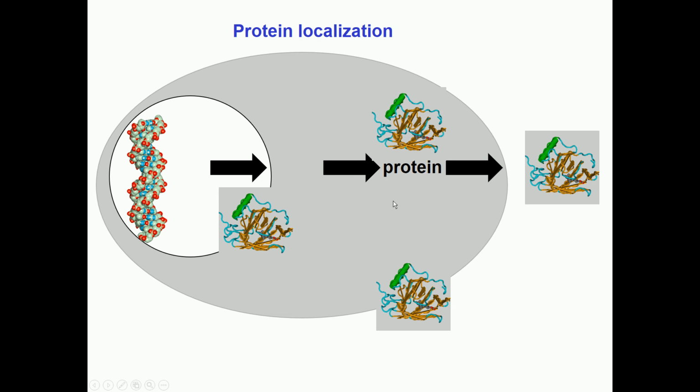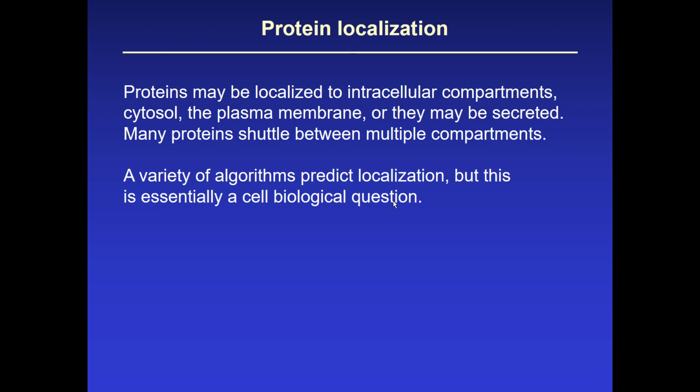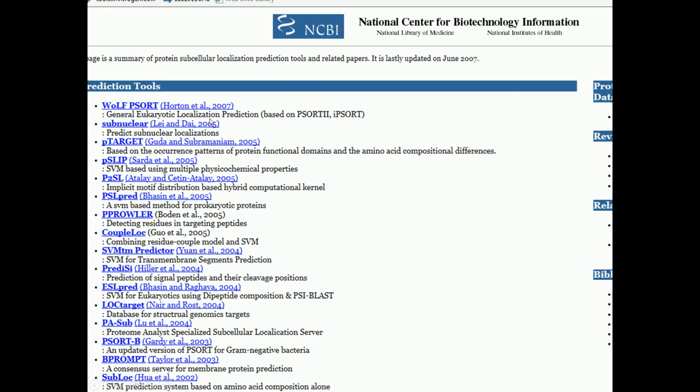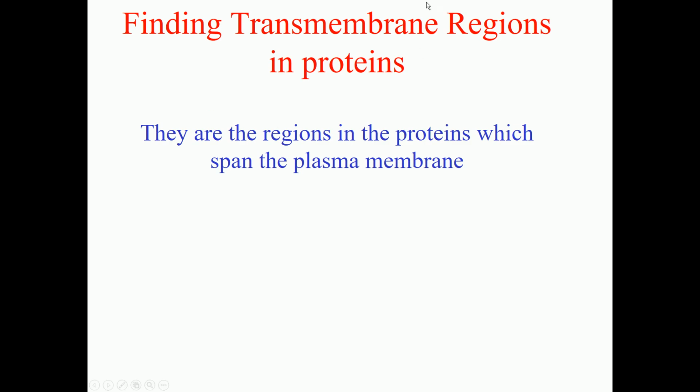So how to find the localization of a protein? By using bioinformatics tools. There's a tool called PSORT. This is what we are going to use today, PSORT, for finding the localization of the protein. And the next thing is to find the transmembrane region in a protein.